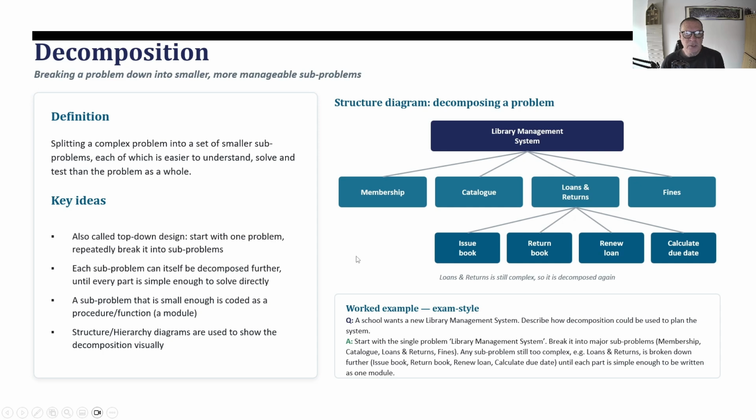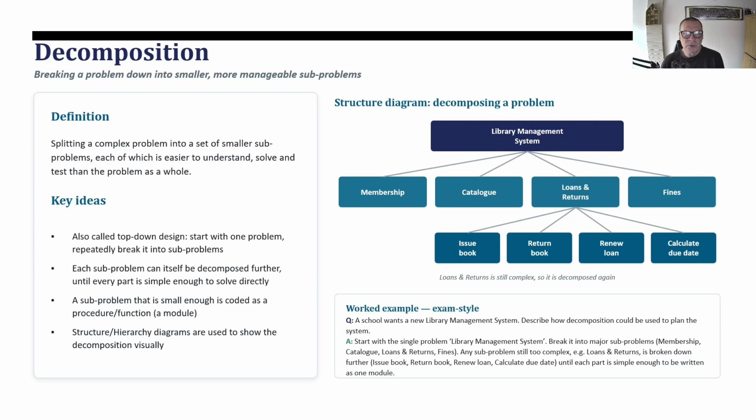So you start with the big complex problem and you break it down and then break it down further and further and further until you get to the point where the modules or the smaller parts are simple enough to solve directly. And subproblems that are small enough can be coded as procedures or functions. So this leads to a modular implementation of the system.